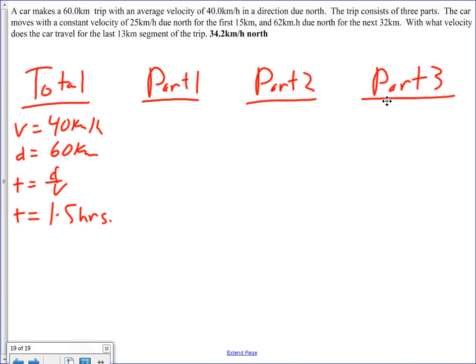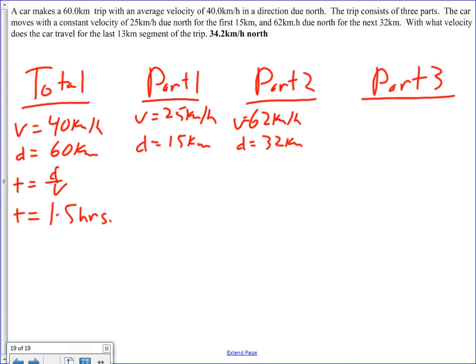Now, for part 1, it says that the car moves at a speed of 25 kilometers per hour, and that's 15 kilometers. And then in part 2, it tells me that 62 kilometers per hour, for 32 kilometers.